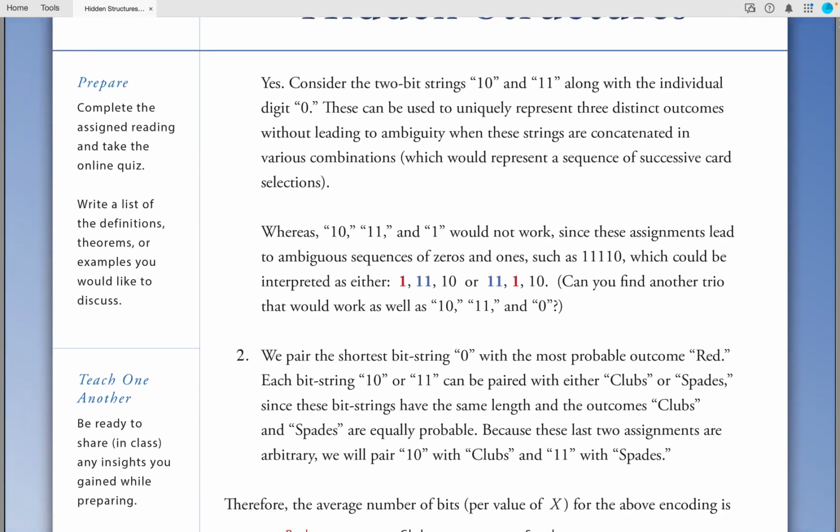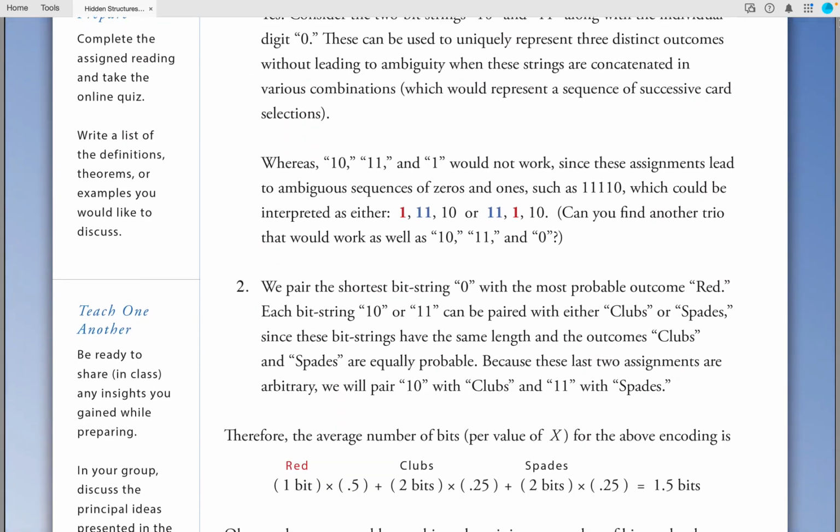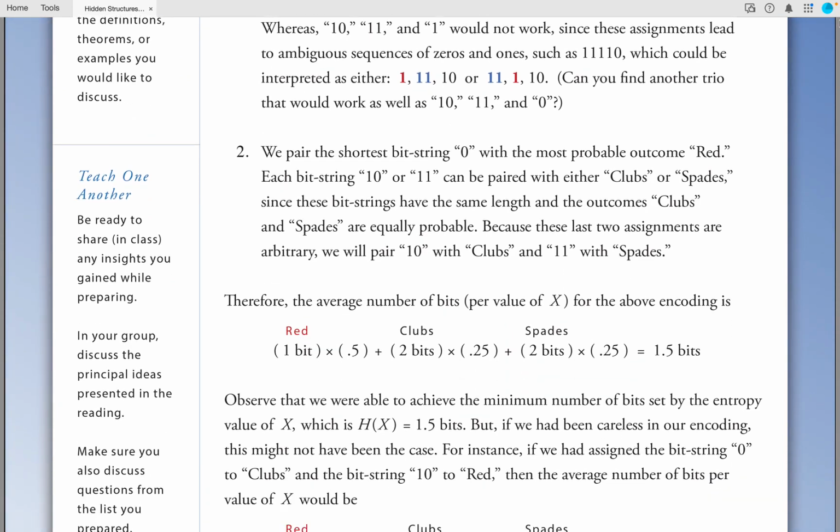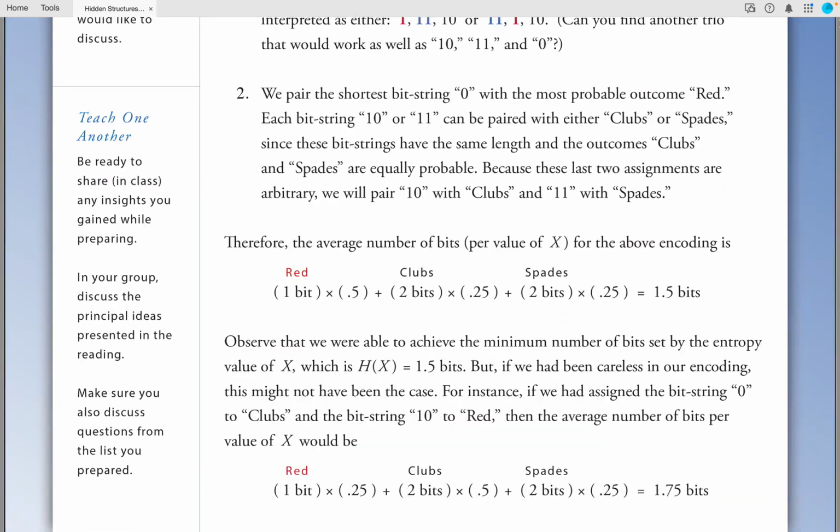2. We pair the shortest bit string 0 with the most probable outcome, namely red. Each bit string 10 and 11 can be paired with either clubs or spades, since these bit strings have the same length and the outcomes clubs and spades are equally probable. Because these last 2 assignments are arbitrary, we will pair 10 with clubs and 11 with spades.